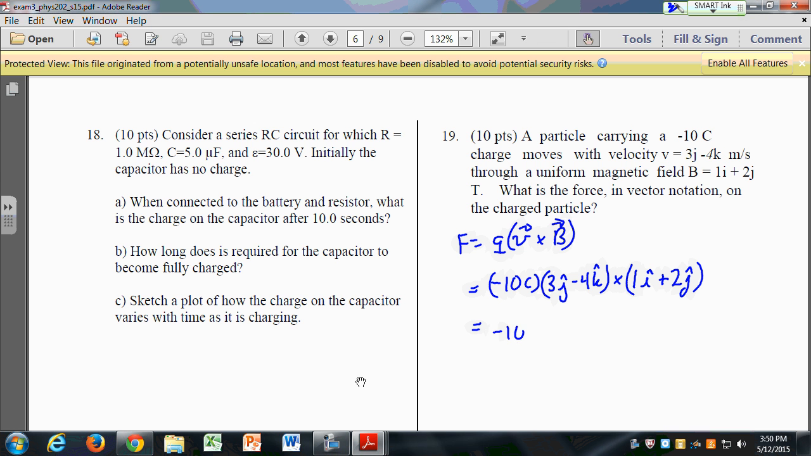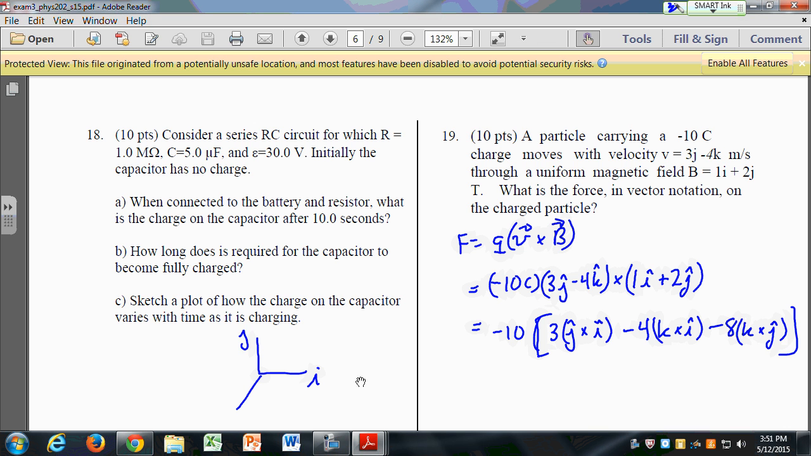So I have negative 10 times 3J cross I. That's first. Outer is 6J cross J, but remember J cross J is equal to 0. Inner is minus 4K cross I. And then last is minus 8K cross J. Okay. And then I want to find out what all those are.